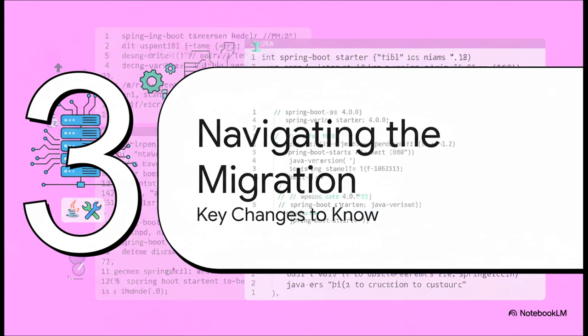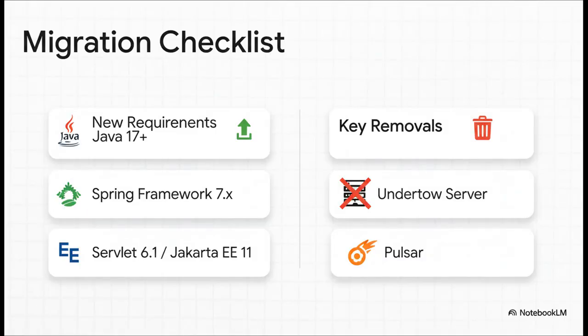Let's get practical and talk about migration and cover the key things you absolutely need to know to upgrade your apps. First things first, you gotta check your environment. Spring Boot 4 now requires Java 17, so that is your new minimum. It also brings in Spring Framework 7 and Jakarta EE 11. And definitely pay close attention to the removals. For instance, if you're using the Undertow server, you'll need to plan a switch to Tomcat or Jetty because Undertow support is gone.